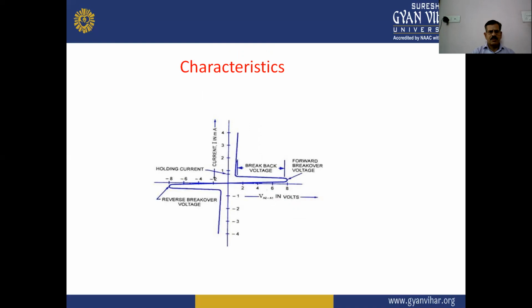This is the characteristics of the triac, which shows the VI characteristics, or graph between current versus voltage. There are different parameters. There is also a holding current in the forward breakover voltage region and forward conducting region, and also a reverse breakover voltage in the reverse region, and there is also a breakback voltage in the forward conduction region. So this is the VI characteristic graph between current versus voltage of the triac semiconductor device.